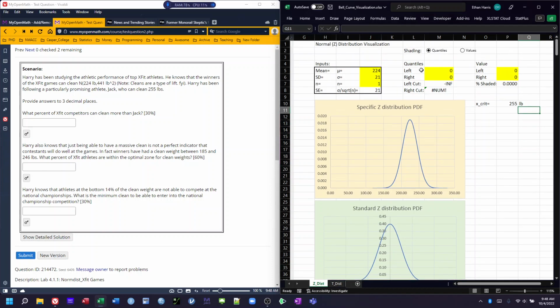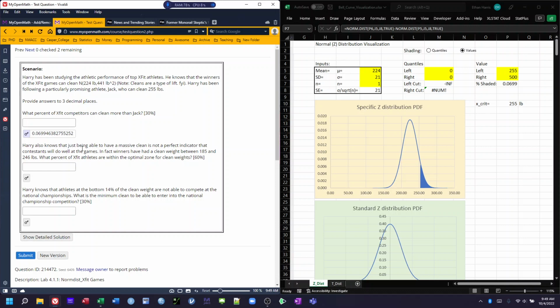Let's go ahead and use our tools up here. We're going to go ahead and click on our values button. Our left value here is going to be equal to this critical point, this 225. And then for the right position, we're going to make it really, really big. So I'm just going to type out like 500. Hit enter, and it says, oh, 12% was a little high. It is closer to like 7%, 0.0699. And if we look at what percent can do more than Jack, it is 0.0699. Okay, excellent. So we've got our first problem done.